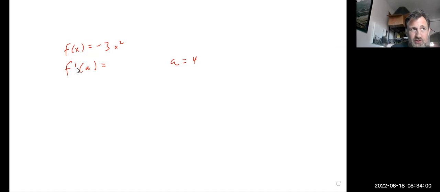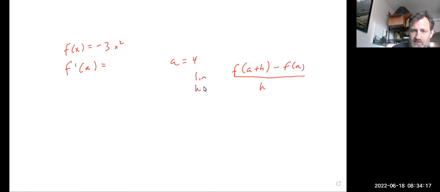And you're supposed to use the sort of classic definition, f of a plus h minus f of a over h, the limit as h approaches 0. Right. So of course, plugging in 0 is a problem because you have f of a minus f of a over h. So we get 0 over 0.